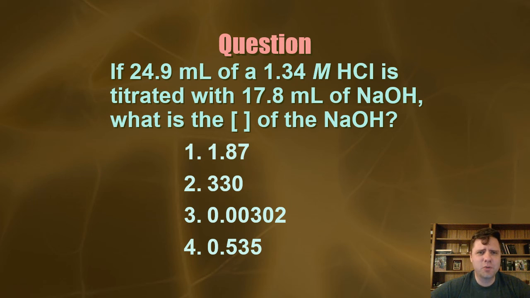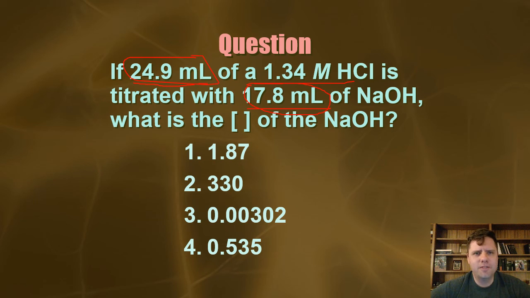Here's another example: 24.9 milliliters of a 1.34 molar hydrochloric acid is titrated with 17.8 milliliters. What's the concentration of NaOH? Now, by the way, without even doing the math, we can probably do a quick check of this. We're going to take this number, multiply it by this one, and then divide by this one. So let's compare the difference between this guy and this guy.